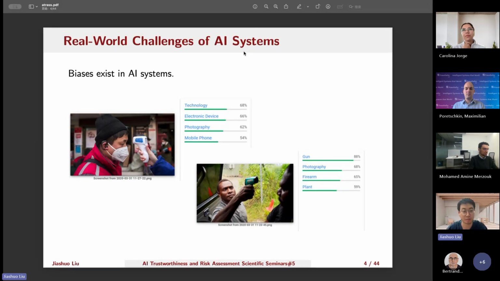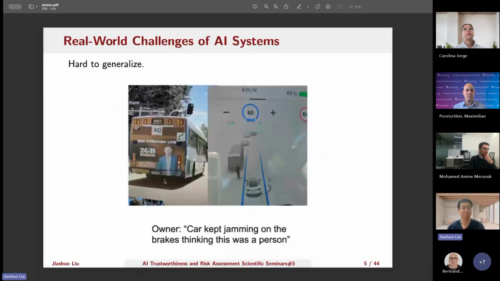For example, biases exist in AI systems. If we look at the first figure, the AI system can correctly predict the label of this object. However, it cannot for the second figure. But the only difference is the skin color, and it shows that there's a huge bias in AI systems, and it's a huge challenge if we would like to have a trustworthy and fair AI system.